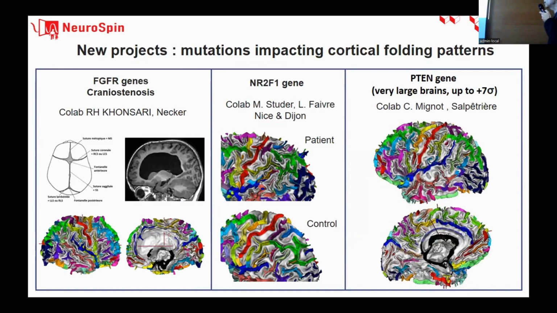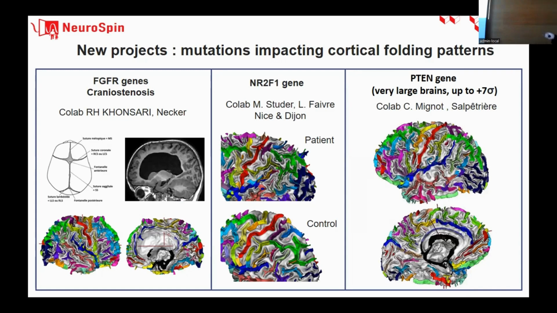David has triggered a lot of collaborations to exploit these opportunities. For instance, there's one with Necker in the context of craniostenosis, leading to very impressive brains like this one with a huge ventricle. It's just to show that these tools are robust to this kind of situation. There's another collaboration with teams from Nice and Dijon on another mutation changing the cortical folding. If you compare this control here with these patients, you can discover that in the parietal lobe, rather than a single intraparietal fissure, there's a doubling of this fissure, which is really unusual.